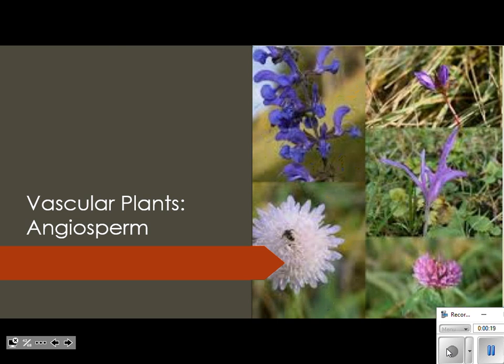Now, if you remember, yesterday we said that a gymnosperm was a naked seed, okay? A gymnosperm was a naked seed. That meant that it was not enclosed in an ovary. So what we're going to see about the angiosperms is they will have ovaries, okay? Angiosperms are typically called flowering plants, okay?